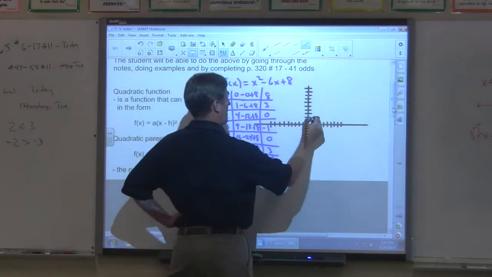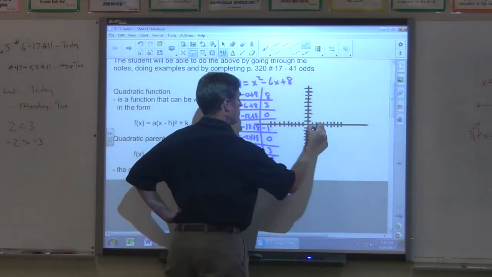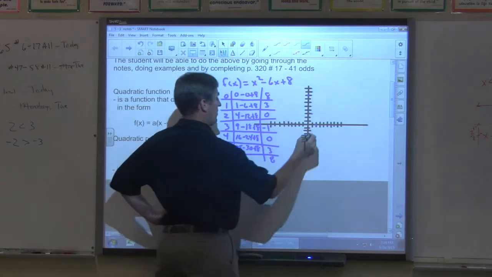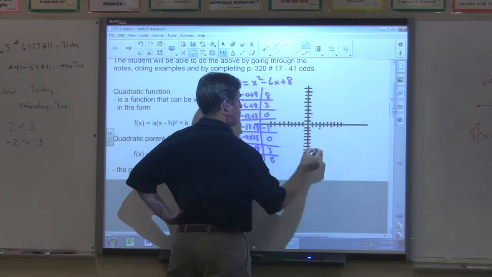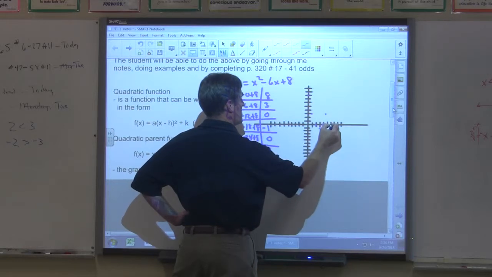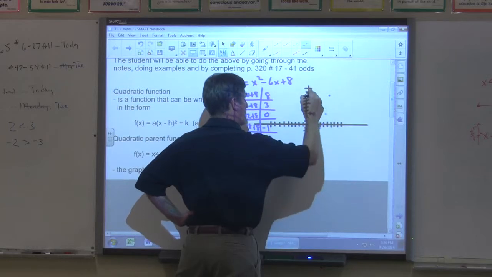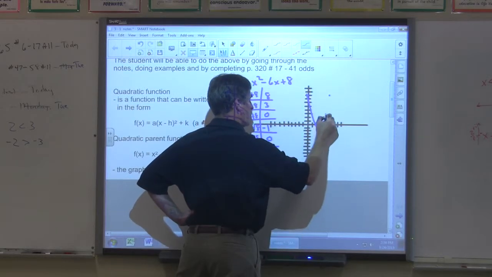At 1, we're at 3. At 2, we're at 0. At 3, we're at negative 1. At 4, we're at 0. At 5, we're at 3. And at 6, we are at negative 8. And so we get, again, this parabola look for our graph.